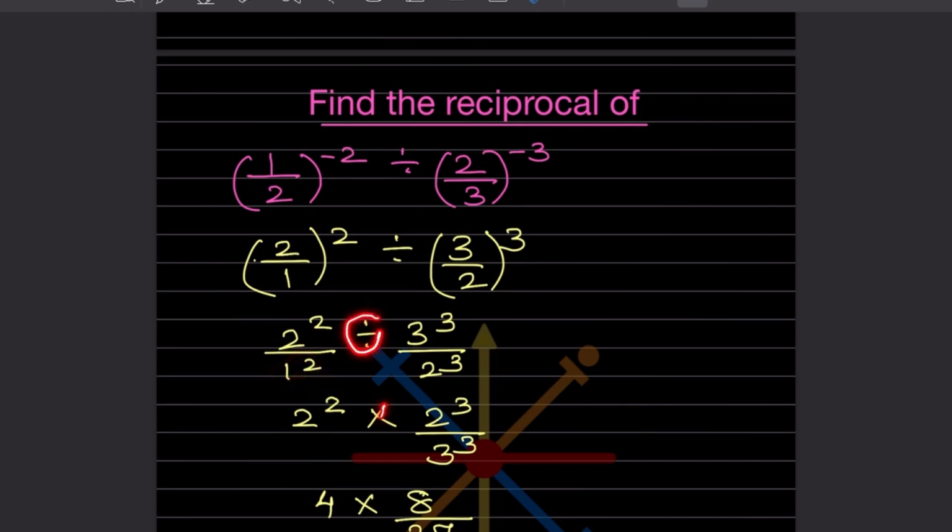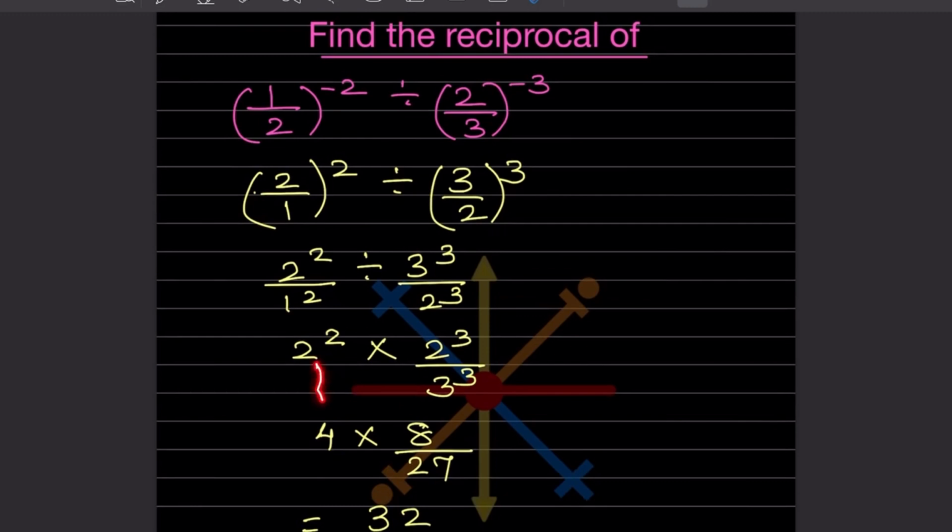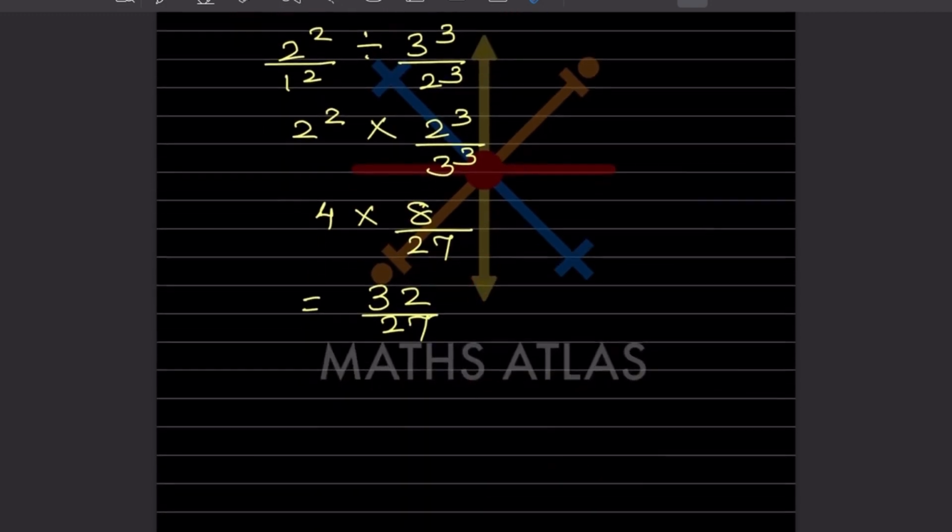This division becomes here multiplication. If this becomes multiplication, this will get flipped over. That is, this will be the reciprocal. So this 2 by 3 will go in the numerator and 3 raised to 3 will come in the denominator. So this is 4 multiplied by 2 raised to cube, means 2 into 2 into 2, that is 8. And 3 cube means 3 into 3 into 3, that will be 27. So the answer is 32 by 27.